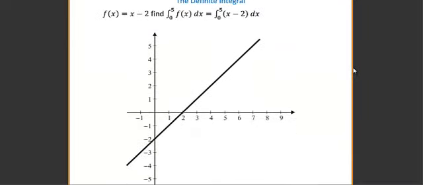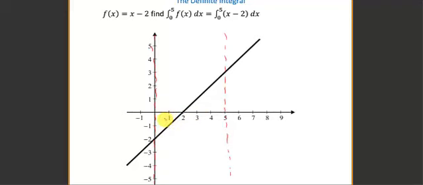All right, let's take a look at another example. Same function, but I've just changed the limits of integration. This one's going from 0 to 5. Notice on this interval, part of the time the graph is below the x-axis, part of the time it's above the x-axis.